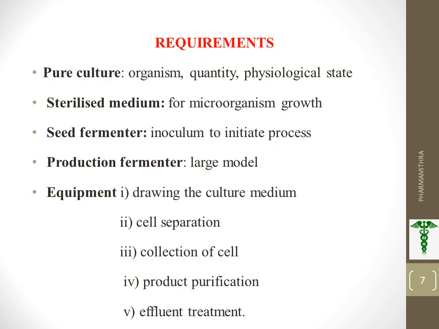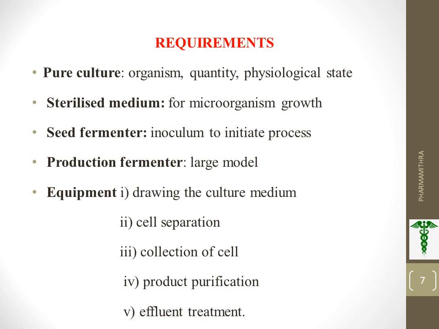Going to the requirements for a fermentation process, there should be a pure culture, that is, one strain of the organism is present. Appropriate quantity and physiological state should be considered, and a sterilized medium is required. Next, a seed fermenter is needed. Seed fermenter or seed culture means a sterile culture, usually consisting of an accurate medium such as grain, seed or nutrient liquid that has been colonized by microorganisms for the fermentation. Such a fermenter can be called a seed fermenter.